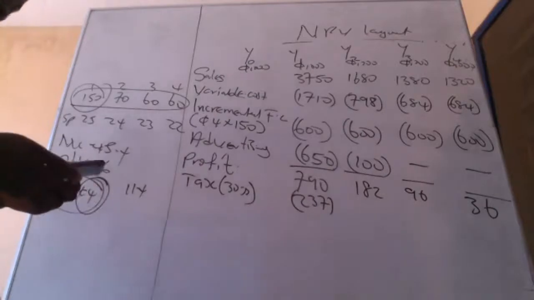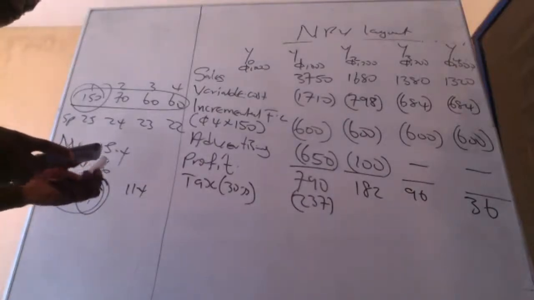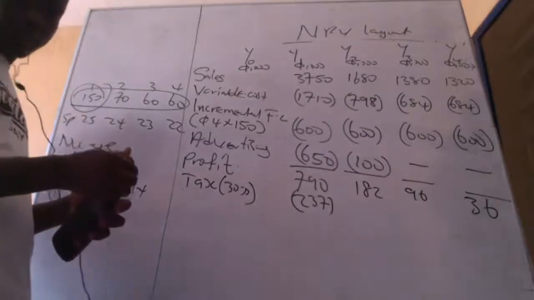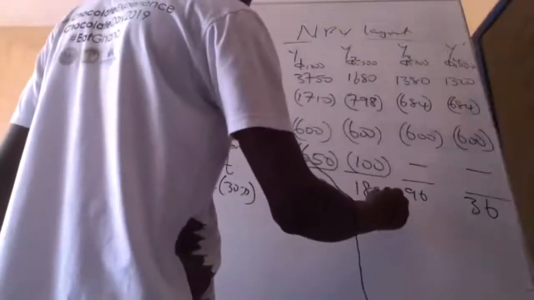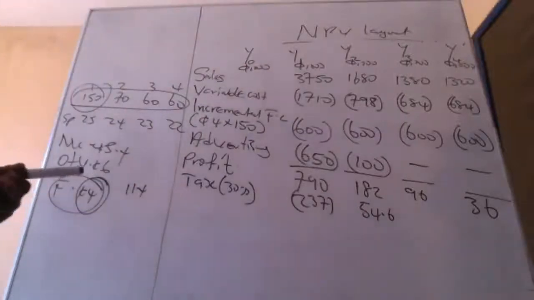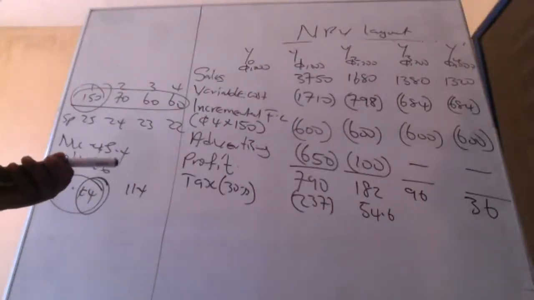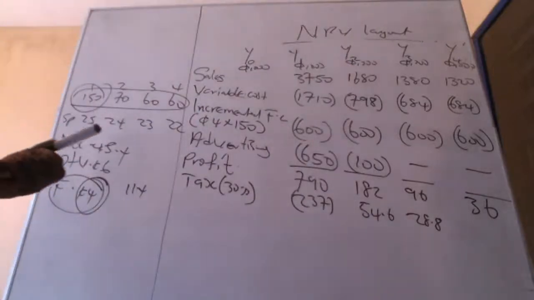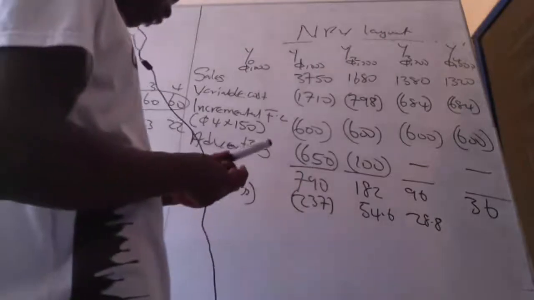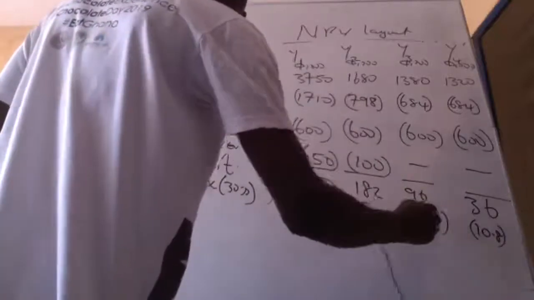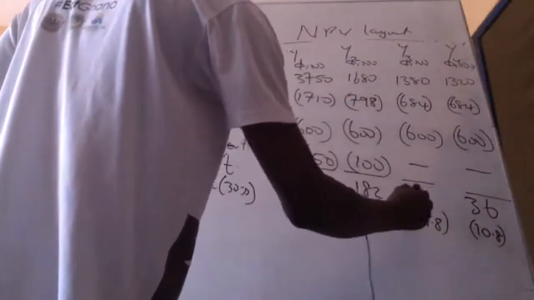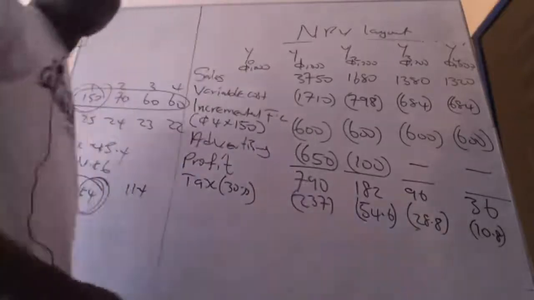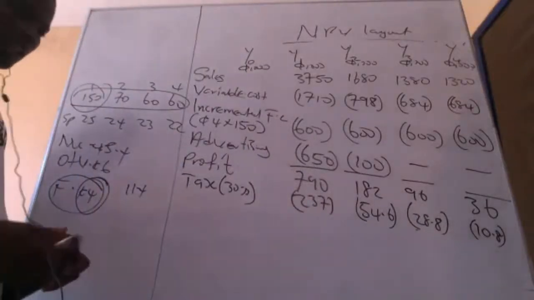What will be year 2 tax? Kindly get me the tax. Year 2 is 54.6. Year 3 is what? 96 times 0.3. That's 28.8. Year 4, 36 times 0.3. 10.8. Agreed. So that's the tax expense. So I hope you get it. Good. Now let's move on.